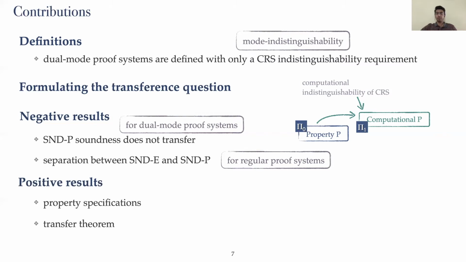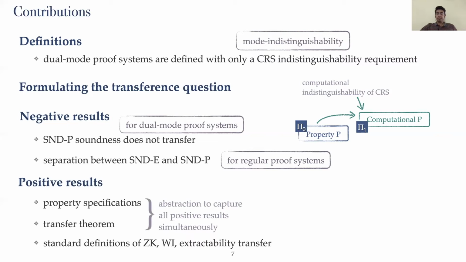We then turn to positive results. We provide an abstraction of property specifications and then state and prove a transfer theorem. This allows us to capture all the positive results simultaneously with a single proof. As a result, we are able to show that the standard definitions of zero knowledge, witness indistinguishability, and extractability do transfer.